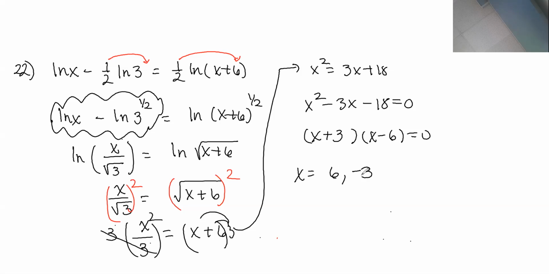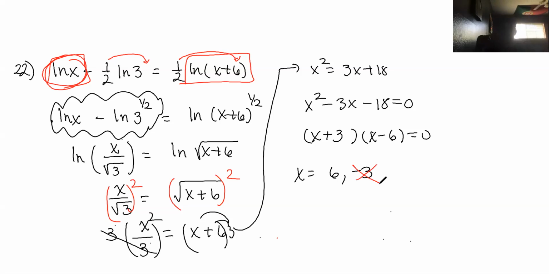Plug it in anywhere you see an x. So I'm going to plug it in right here and right here. 6 plus 6 is positive. That's good. Negative 3 plus 6 is positive. That's good. Right here, which one's going to work? Which one's not going to work? Negative 3. It's an extraneous solution.